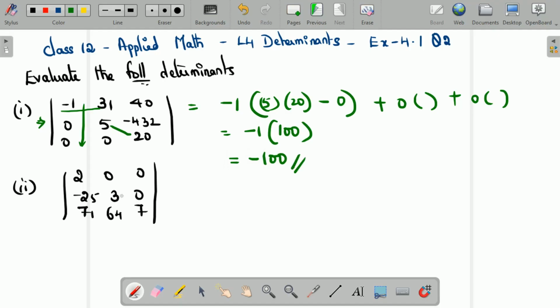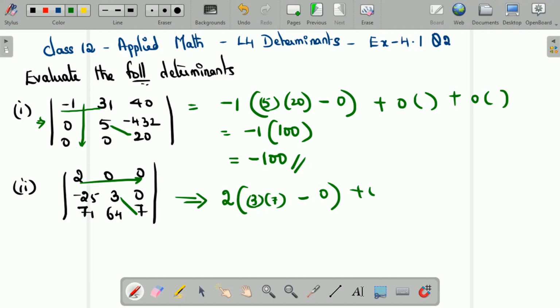Now let's take up the second determinant. In this case, I'm going to expand along this column. Why? Because two of those elements are 0. So now let's start to evaluate here. So this is 2 into 3 into 7 because I have to do this cross multiplication first. Minus 0 into 60 is going to be 0.